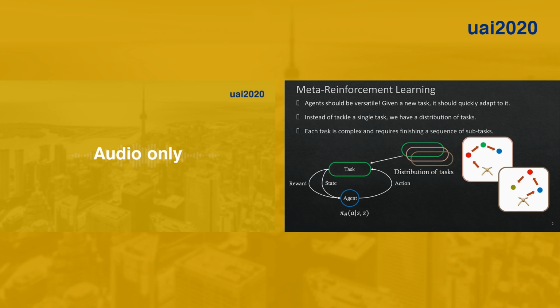As shown in the slide, the agent is task-aware in decision-making since it takes a state S and also a latent context variable Z as input and outputs the action A. Based on this setup, we also find that real-world tasks are often complex and compositional, meaning that they often require finishing a sequence of subtasks. For example, opening a door requires an agent to reach the doorknob, rotate it, and push.